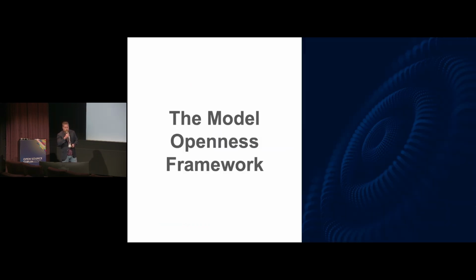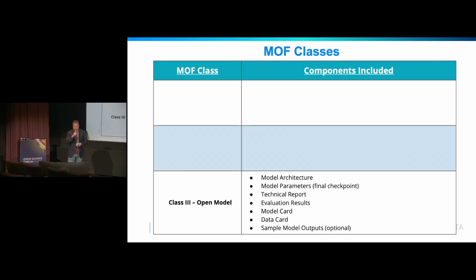In order to clarify the muddy waters of openness right now, we've developed this model openness framework, which we released almost 9-10 months ago. What it does is classify models along 3 separate classes based on the components that are released and whether those components are released with a permissive license or not. If it's not released with a permissive license, we basically say this is not open and doesn't qualify. But we have what we call a minimum viable product here, which is the open model.